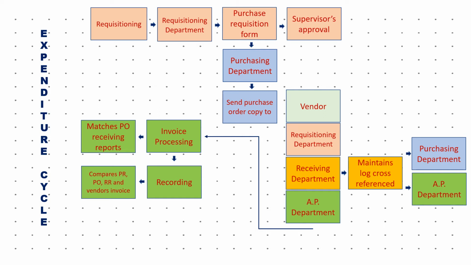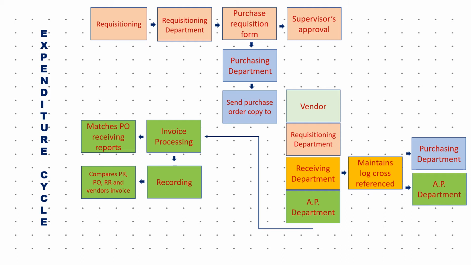So let's move on to the cycle of expenditure. Now, the first step in this cycle that we will see is the requisitioning. From requisitioning, it goes to the requisitioning department. And then after they request, they will create a purchase requisition form for supervisor's approval. And if the form is approved, it will be given to the purchasing department.